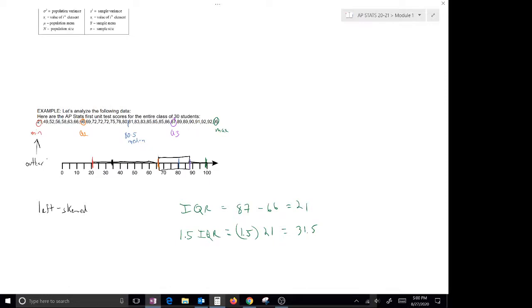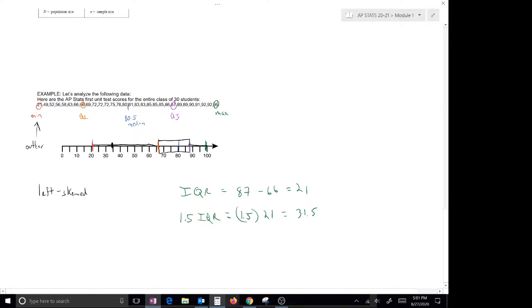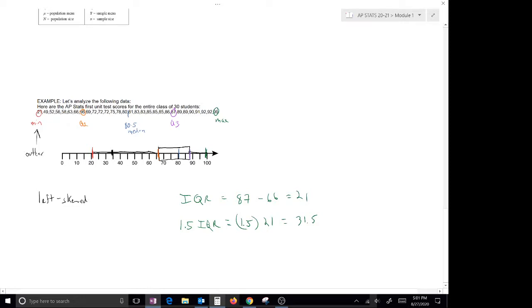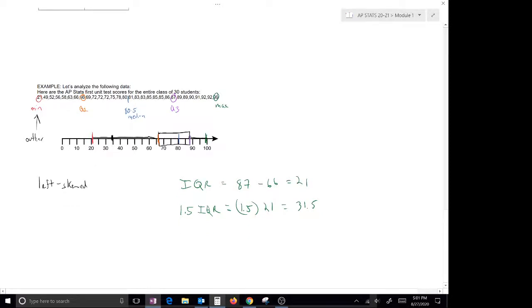So outliers, once they're identified, it really depends on what you want to do with your data. Sometimes we want to analyze the outliers. Sometimes if we can identify them as something we can remove, we can study the remaining set. But for now, all we're doing is just identifying them. So we have one outlier to the left, and that is 21.